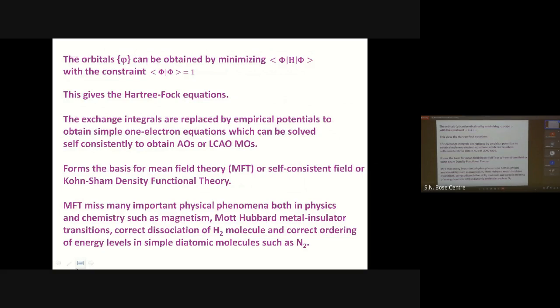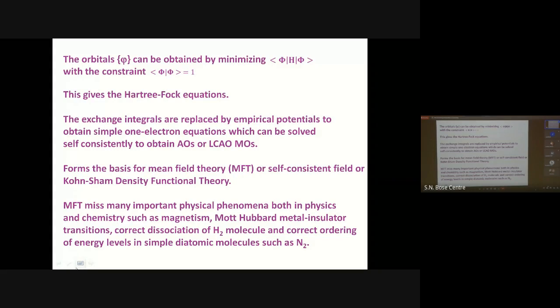So the orbitals can be obtained by minimizing the expectation value of the Hamiltonian with respect to the constraint of normalization. That's what we do in the Hartree-Fock calculations. You derive the Hartree-Fock equations that way. Of course, there's one more step involved. It's actually a unitary transformation of the orbitals to make the Lagrange parameters become orbital energies.